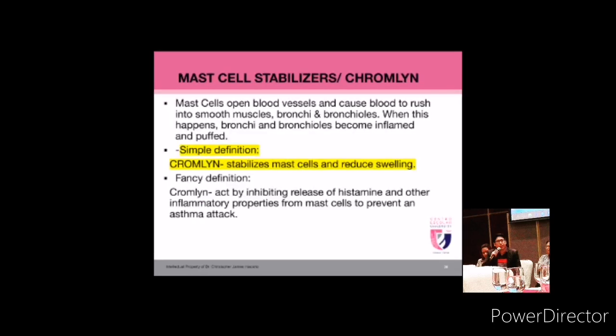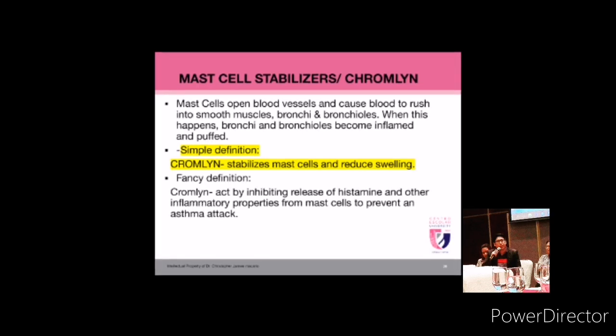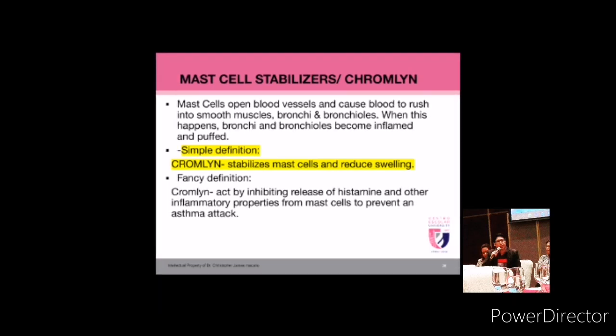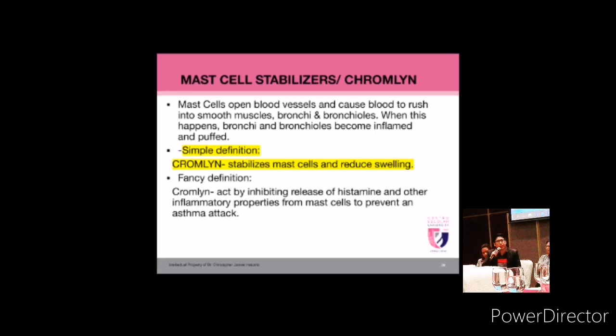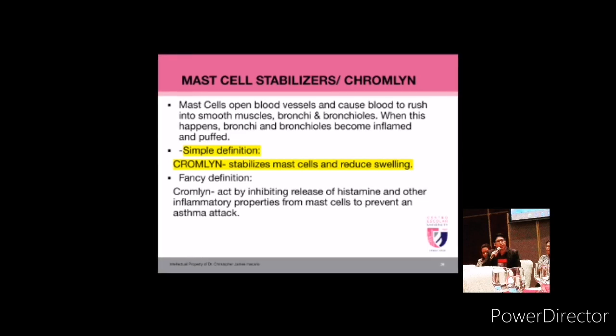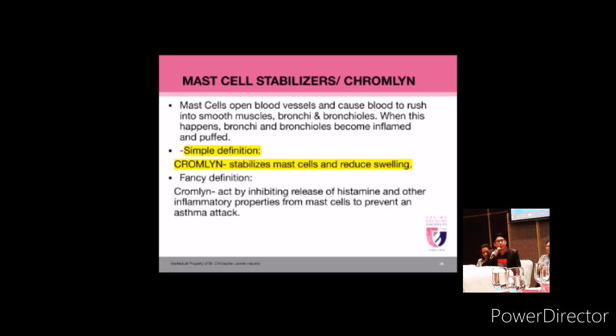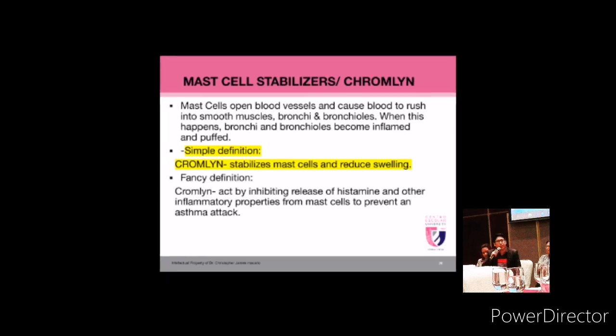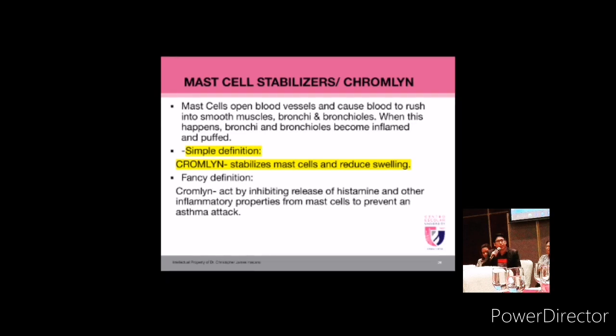Mast cell stabilizers or cromolyn. Now, meron dalawang definition, one given by the book and one a simple definition. The fancy definition is that cromolyn act by inhibiting the release of histamine and other inflammatory properties from mast cells to prevent an asthma attack. Okay? But the simple definition means is that it stabilizes mast cell and reduce swelling.